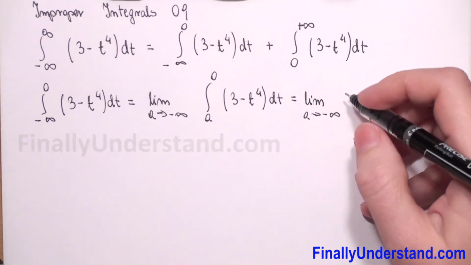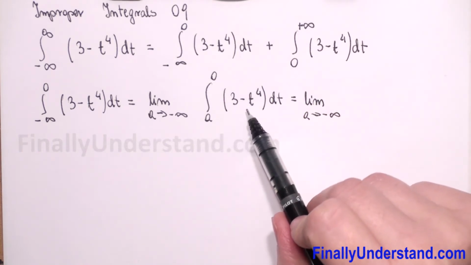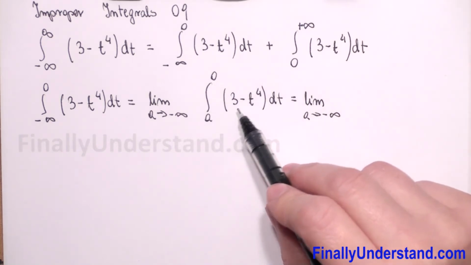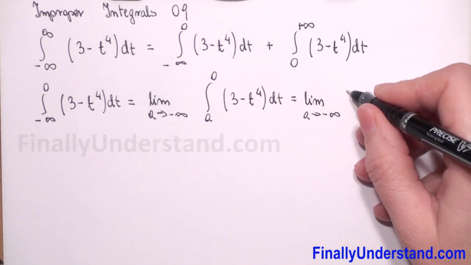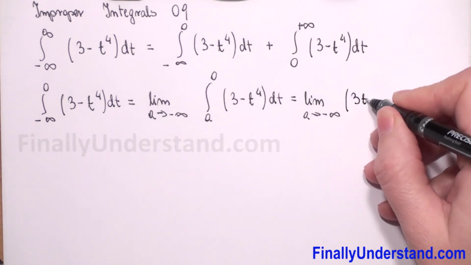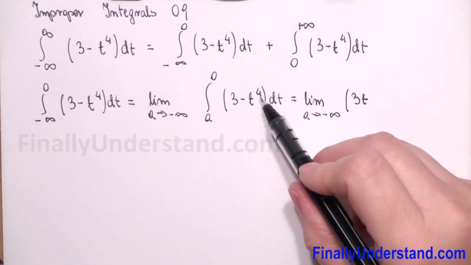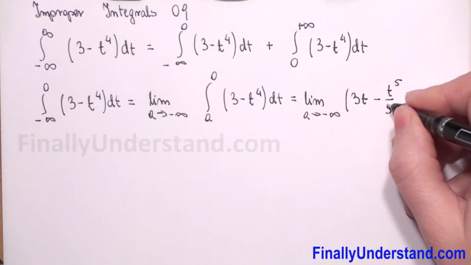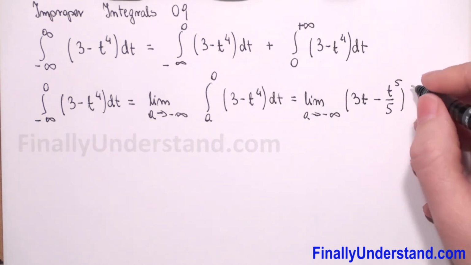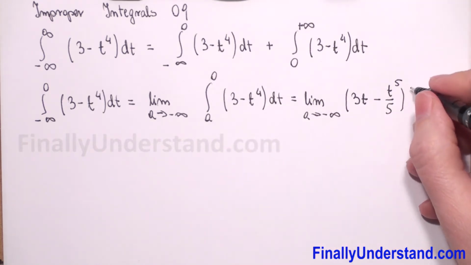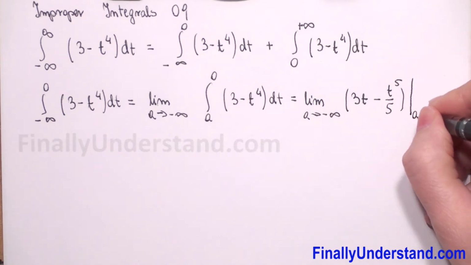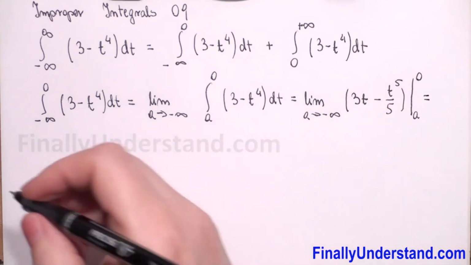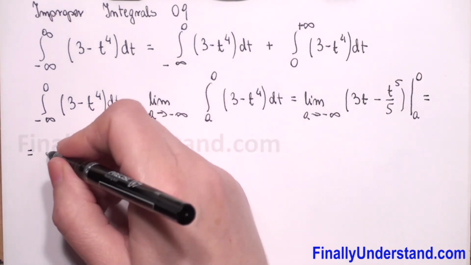And now we have the integral of a difference, so it will be the difference of integrals. The integral of 3 with respect to t will be 3t, and the integral of t to the 4th power will be t to the 5th power over 5. And we have a definite integral from a to 0, so we have to plug in the limits from a to 0.